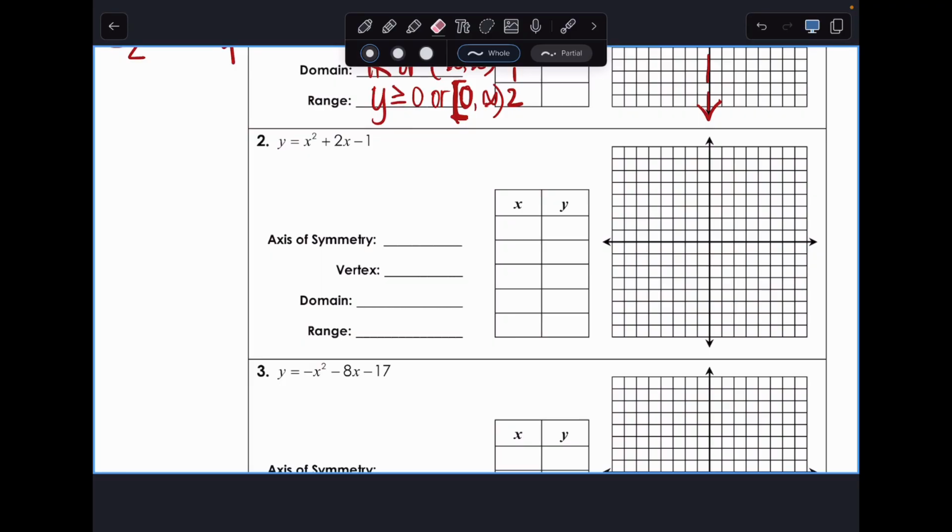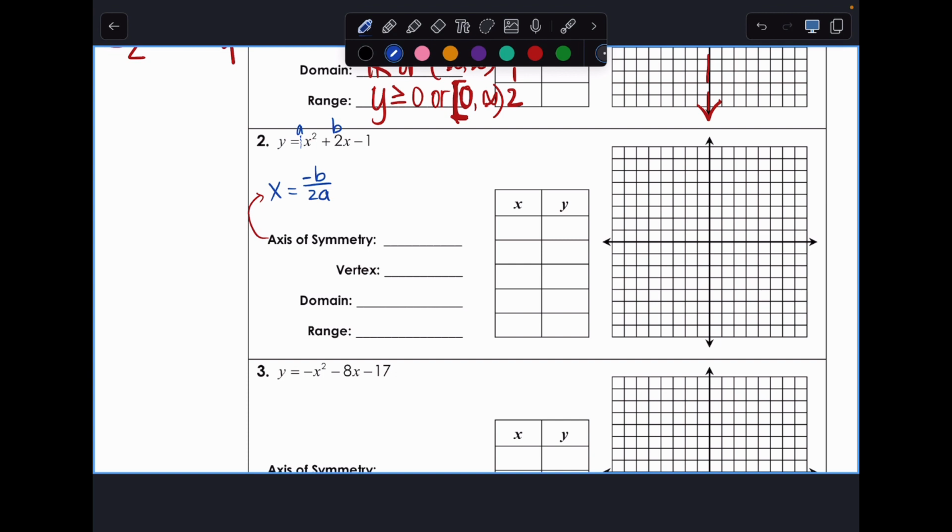y equals x squared plus 2x minus 1. We're going to try to graph this. Who can tell me what the formula is for the axis of symmetry? That's more than one person. I can't hear anything. Panya. Negative b over 2a. Which one's my b? B is my 2. A is 1. The invisible 1 that is sitting right in front of the x squared.